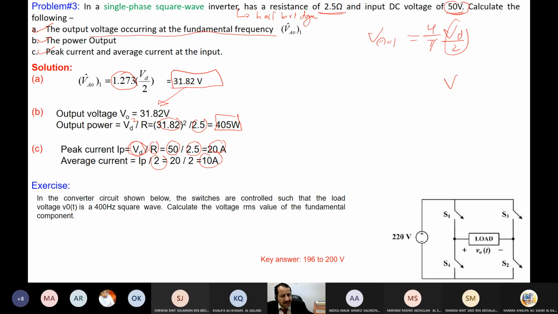Now, the last problem is an exercise for you. I gave you the key answer. You just need to try it. It's easy. You can use the formula in the lecture notes.